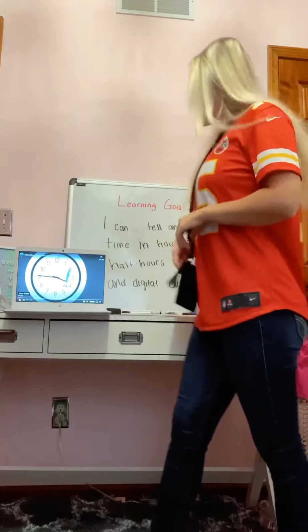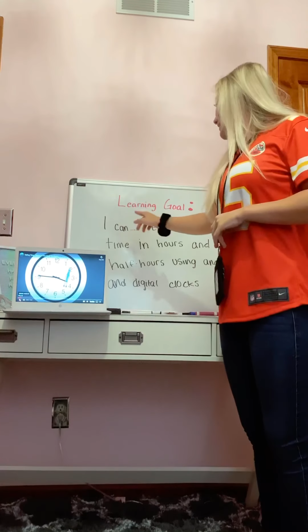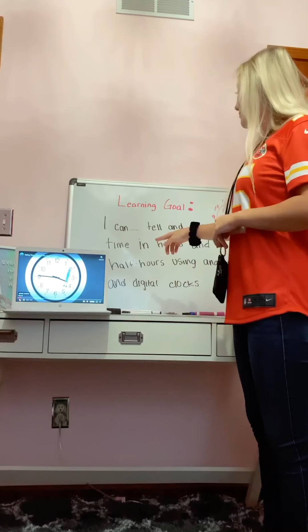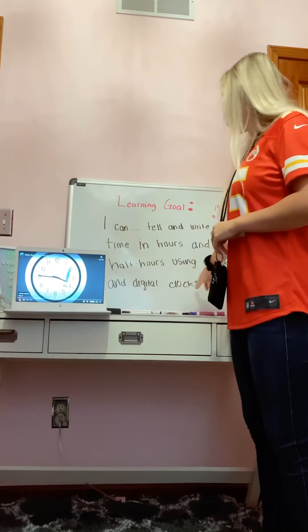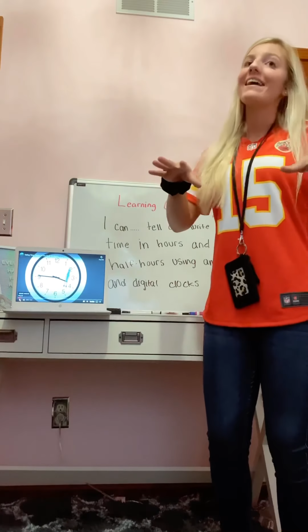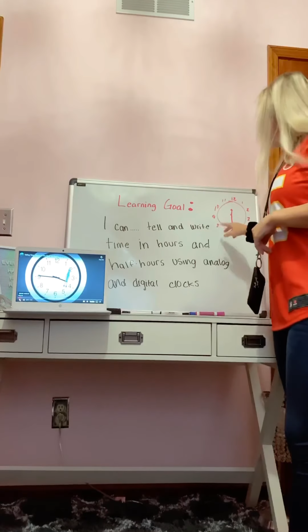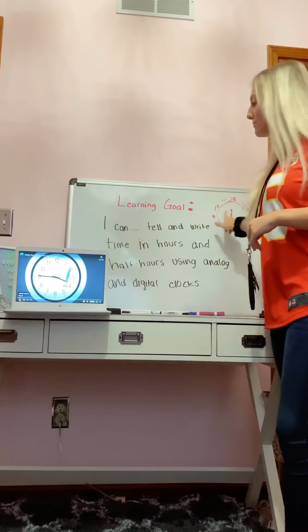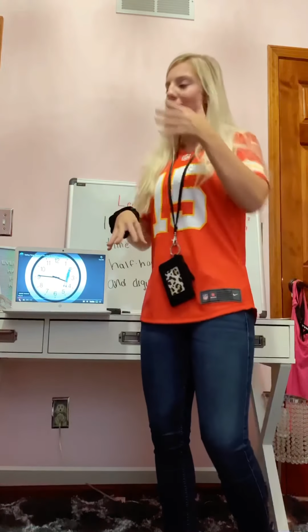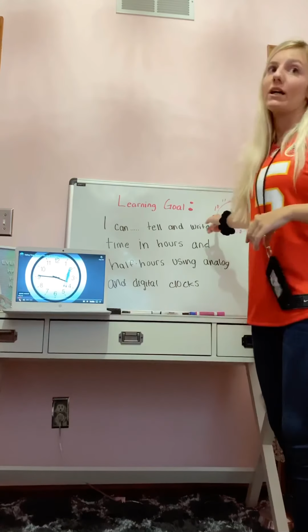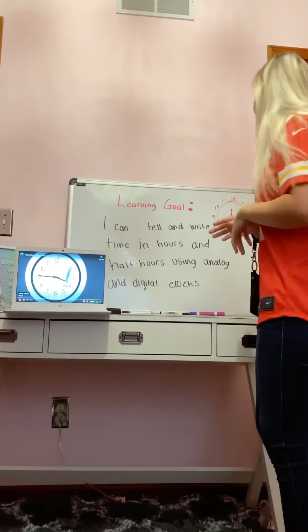So, that brings us into our lesson today. Our learning goal is that I can tell and write time in hours and half hours using analog and digital clocks. You guys might not know what that is, so I give you a little picture here. This is an analog clock, and this is a digital clock where it already tells you what time it is. This one's a little trickier. We got to figure out what time it is.